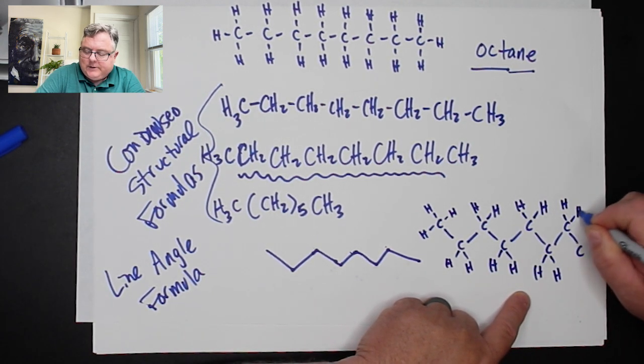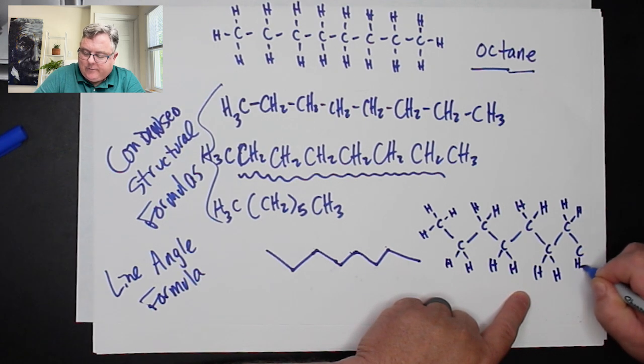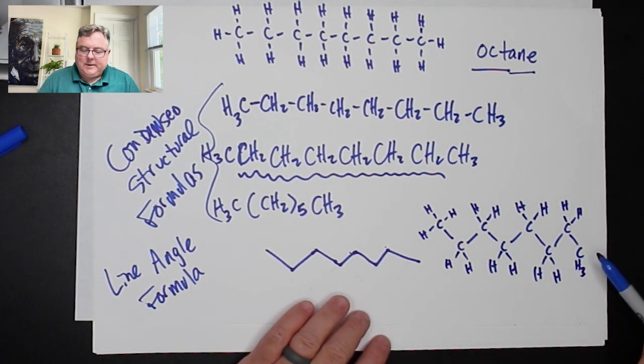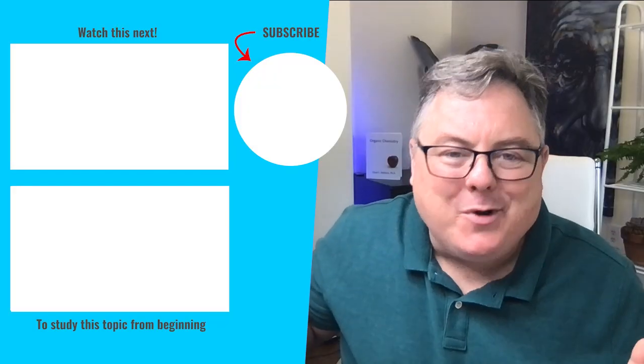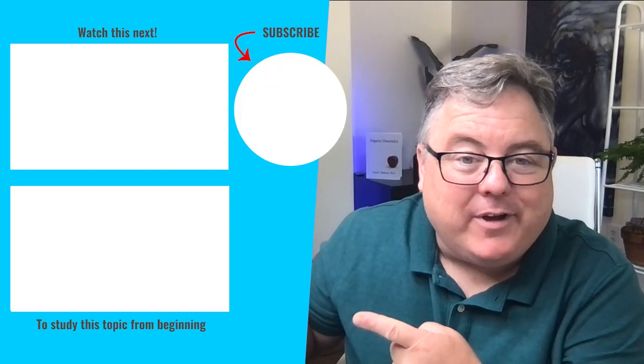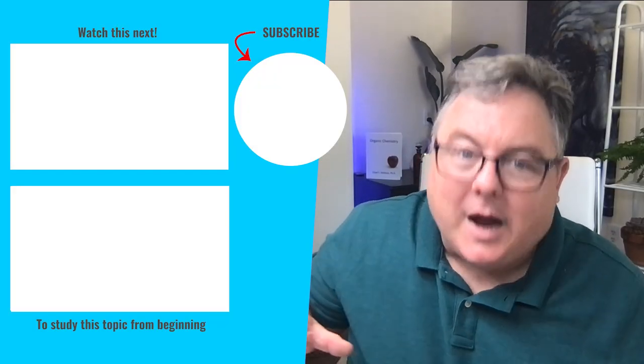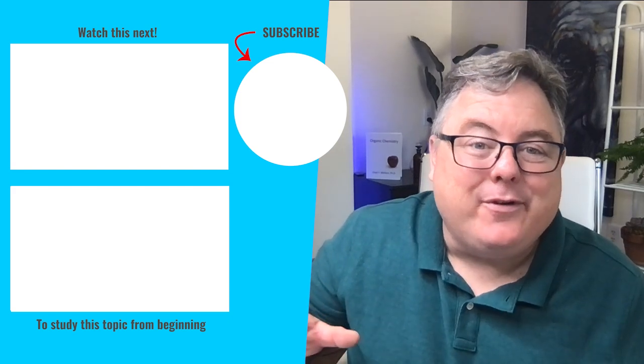Because all of these hydrogens are implied, I'm just going to write H3 here. All of these hydrogen atoms are implied from this line angle formula. That's a simple explanation of how to draw condensed structural formulas or line angle formulas. You will get better the more you practice. If you watch the next video, I'll give you some examples of more complicated molecules and how we can draw these formulas for those.